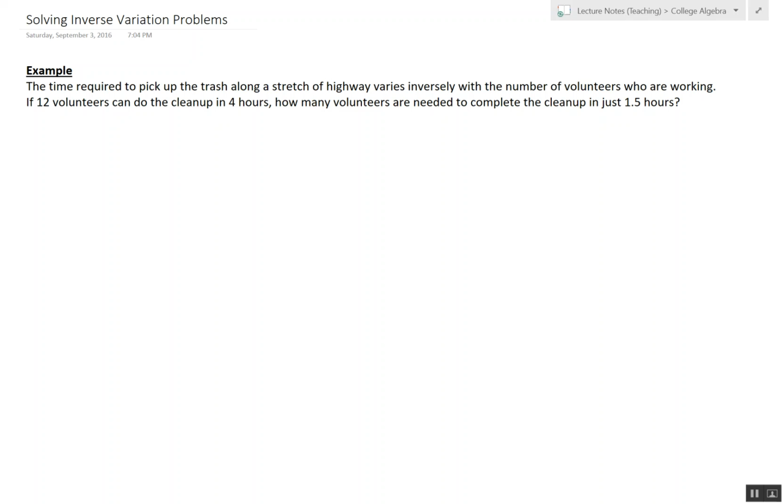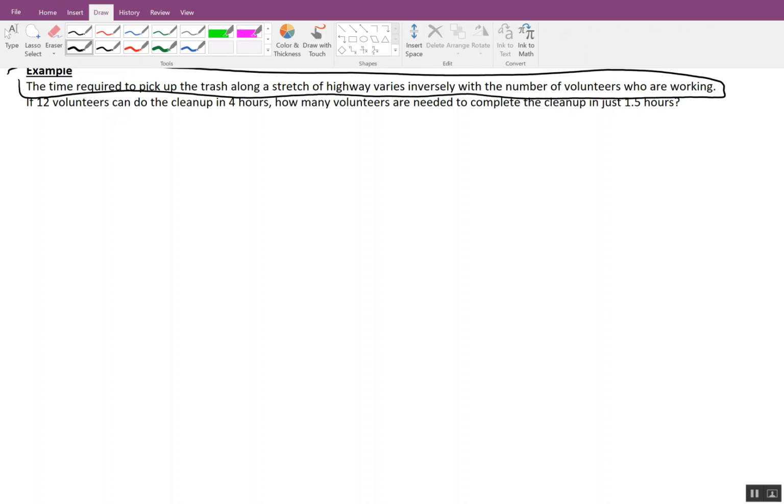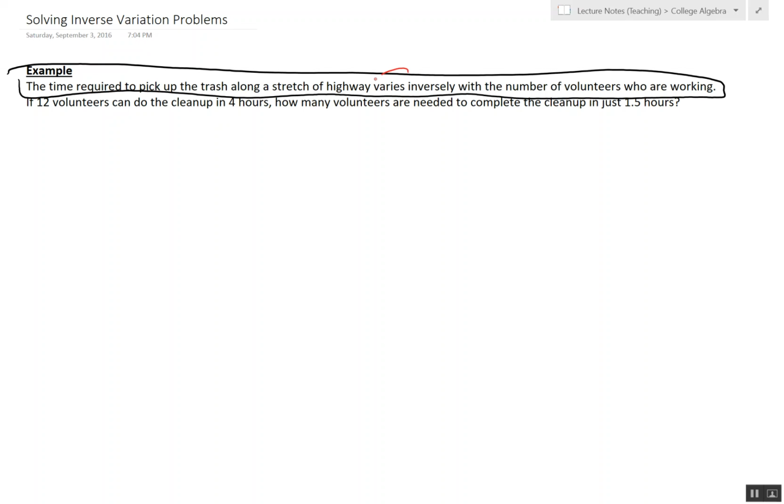Hi everybody, welcome back. We are now looking at inverse variation problems again and how to solve them. Notice that this first sentence is going to be our sentence that will translate into an equation. And the key phrase that allows us to identify this as the correct one is the fact that it varies inversely.